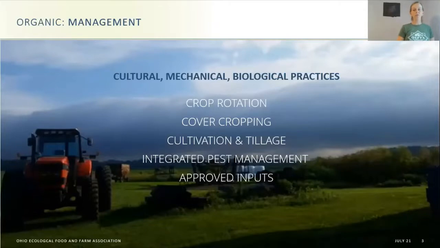Next, you would want to actively manage the land using organic practices. So organic management is utilizing cultural, mechanical, and biological practices, working with the ecology on the farm to form an organic system that will support plant health and animal health. So that would include, in a cropping system, things like crop rotation, cover cropping, cultivation and tillage as needed, integrated pest management, and then the use of approved inputs.